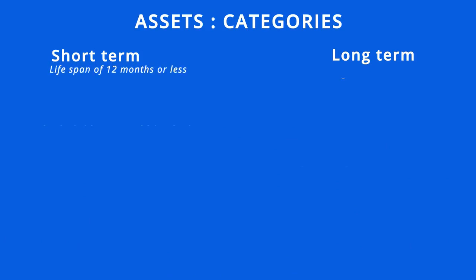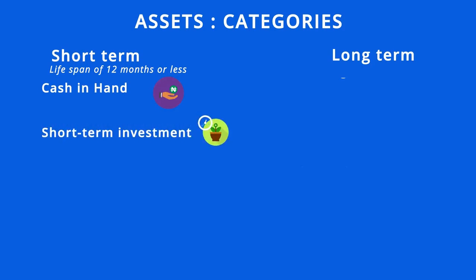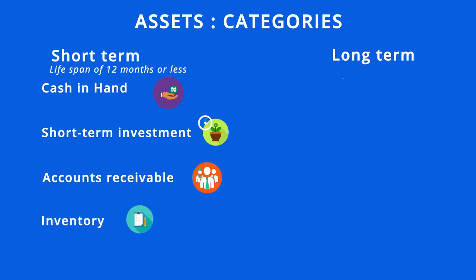We are going to look at assets under two major categories: short-term assets and long-term assets. Short-term assets are assets that have a lifespan of 12 months or less. Examples include the cash you have in hand. They always change in value almost every day. Short-term investment, like a call deposit or a fixed deposit. Accounts receivable, which means the customers you have sold to and are still owing you. Inventory also means the same thing as stock. This could be your raw materials, your finished goods, or work in progress.